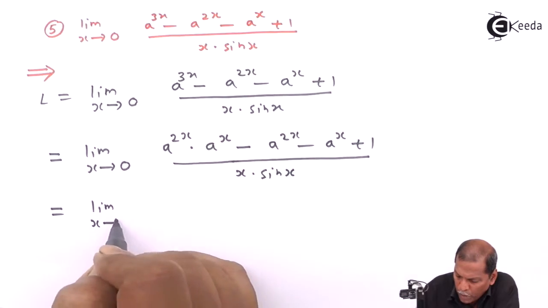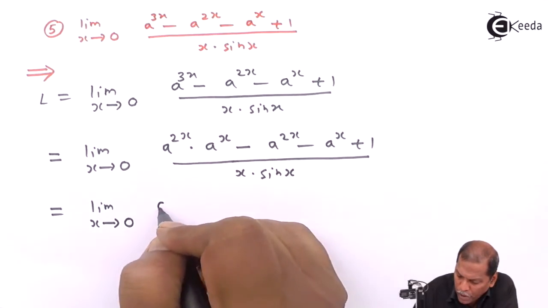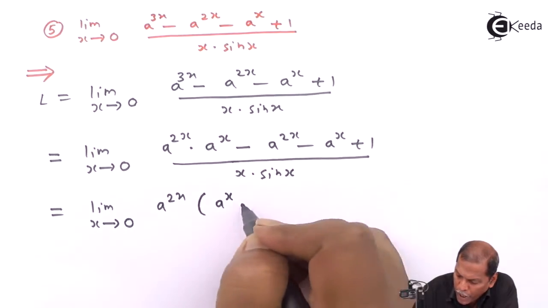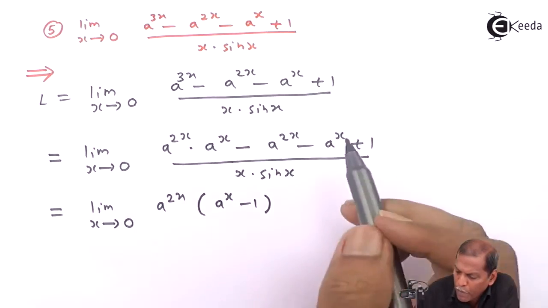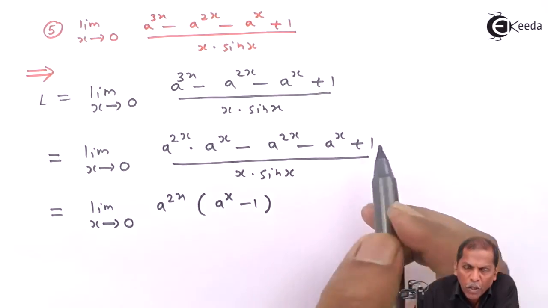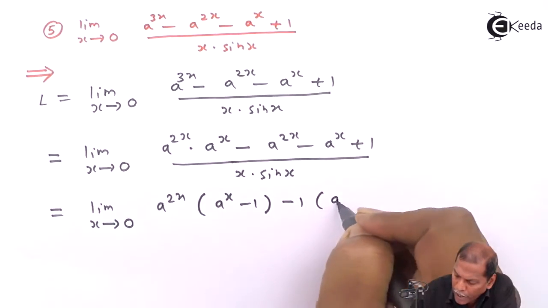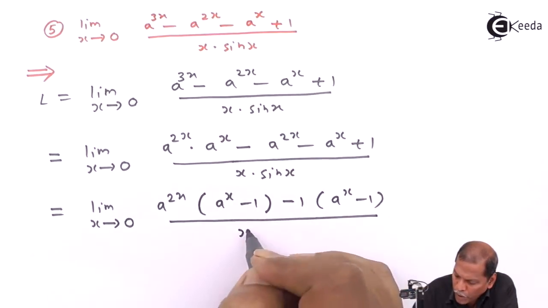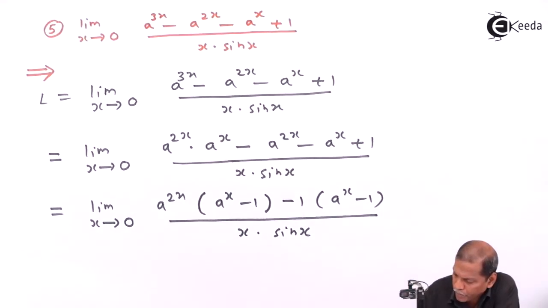that equals limit x tends to 0. Now we take a^2x common from the first two terms in the numerator. So in the bracket we have a^x minus 1, and from the remaining two terms, minus a^x plus 1, we take minus 1 common. So in the bracket we are left with a^x minus 1, and then the whole thing divided by x sin x.